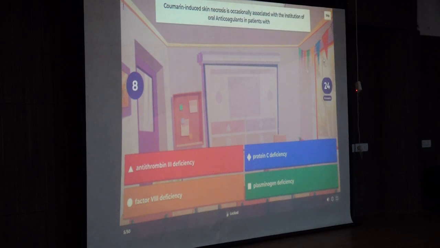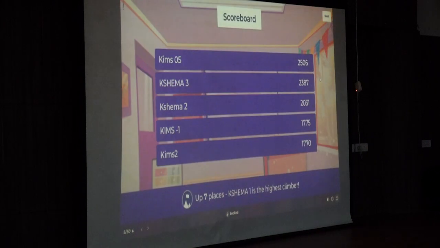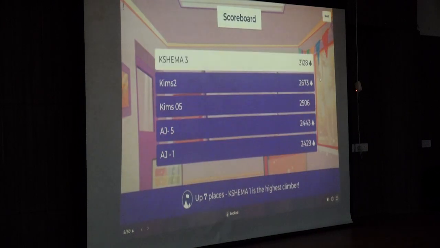Twenty-four have answered. And time up. So what's that option? Correct option is option B, protein C deficiency. And how many answered correctly? 6 teams. So what happened, Pritham? Shema team 3 is leading on top.